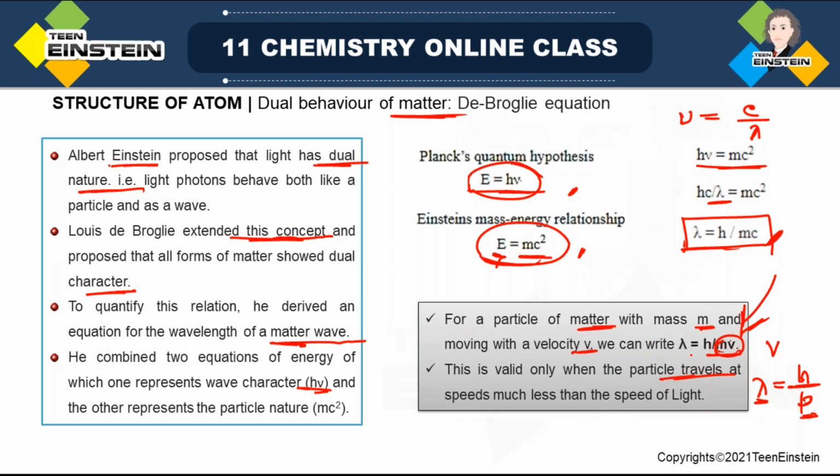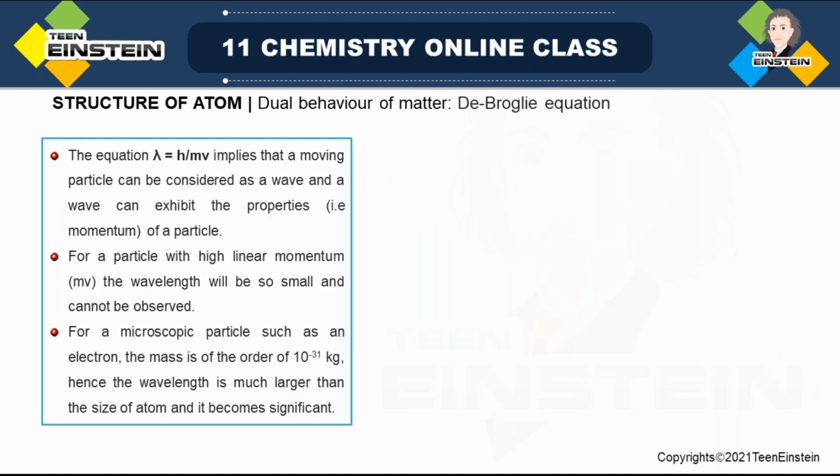And this equation is applicable only when the speed is much less than the speed of light, and mostly it is much less than the speed of light, so there is no problem, we can easily use this equation. Okay, some more information we'll also see regarding this dual behavior of matter.